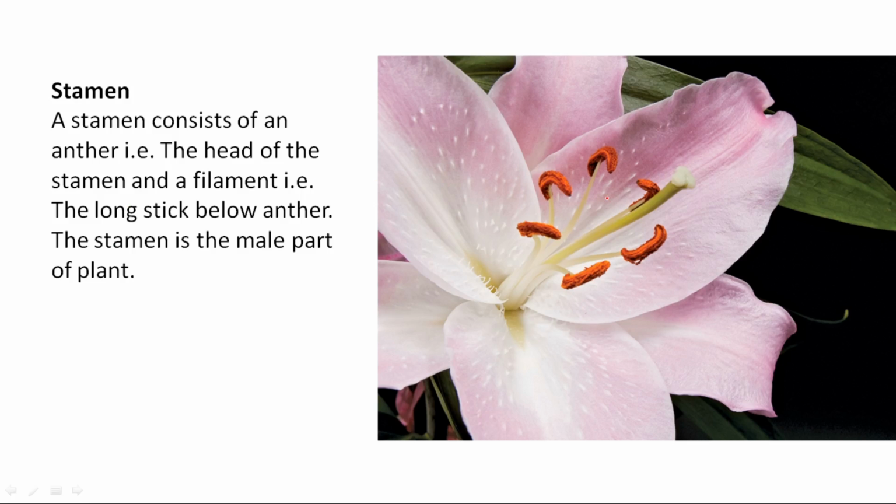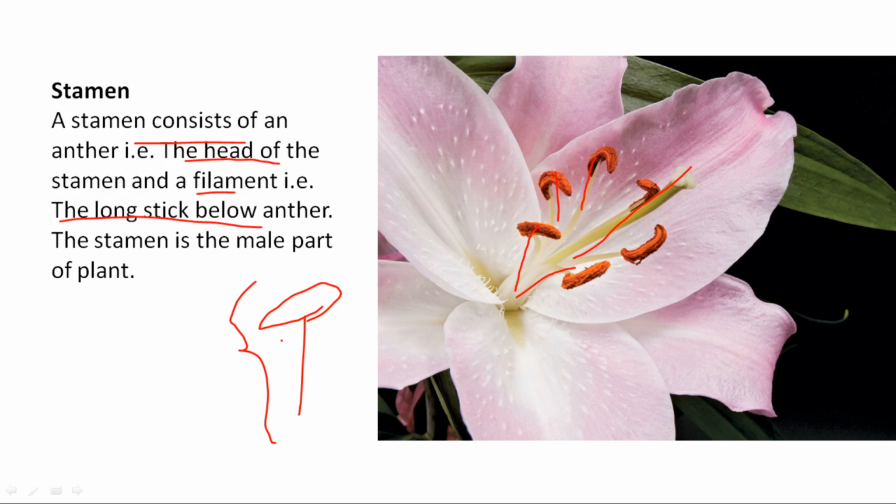Okay, next, stamen. Look here, so many stamens are there. Stamens always surround the pistil. Pistil is in the middle and the stamens surround it. So stamen consists of anther. The anther is on top of the stamen and it is the head of the stamen. And the filament is the long stick below the anther. So filament and anther together are called stamen. Stamen is the male part of the plant.